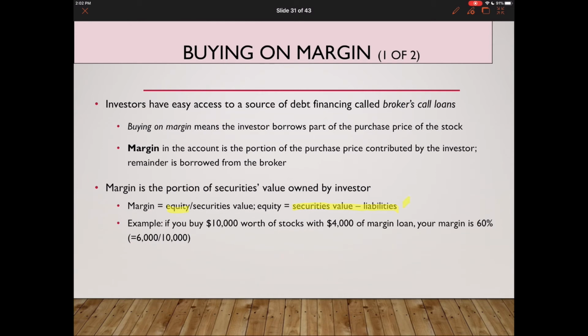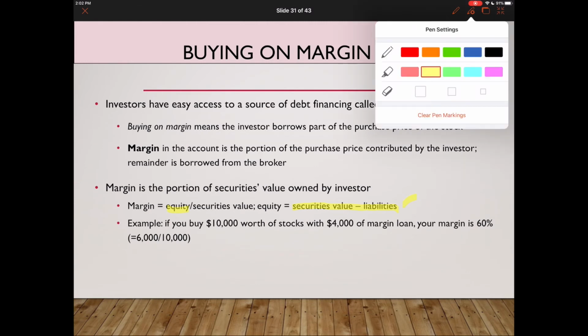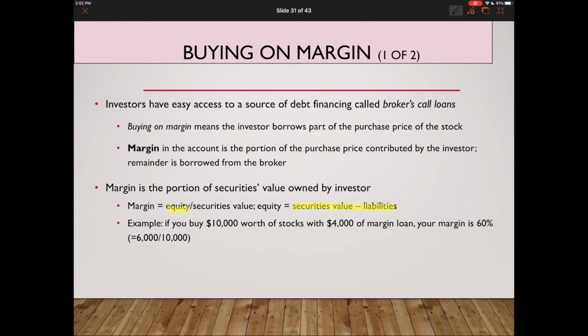So if I look back up at this equation here, it would be equity, which is security value, 10,000, minus the liabilities, which is your loan of 4,000, divided by the total security value, or the total value of the securities. And so I would get 6,000 over 10,000, which gives me that margin of 60%.